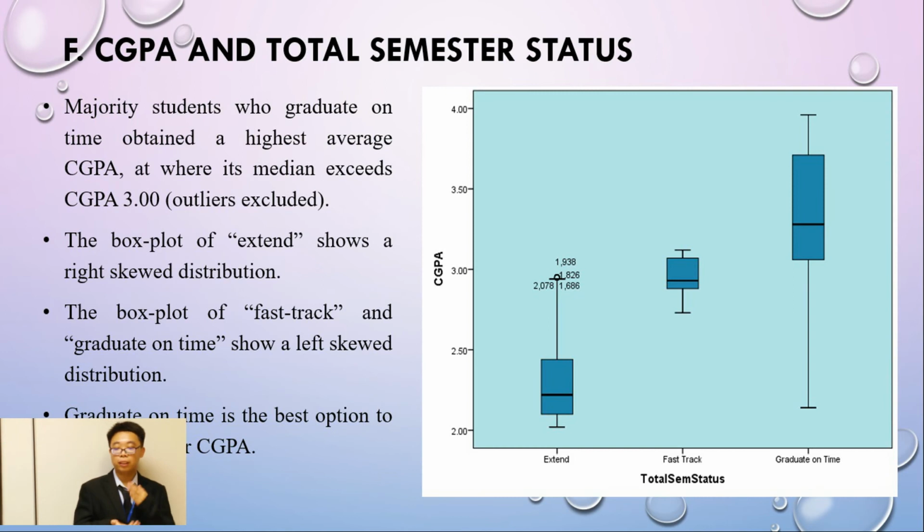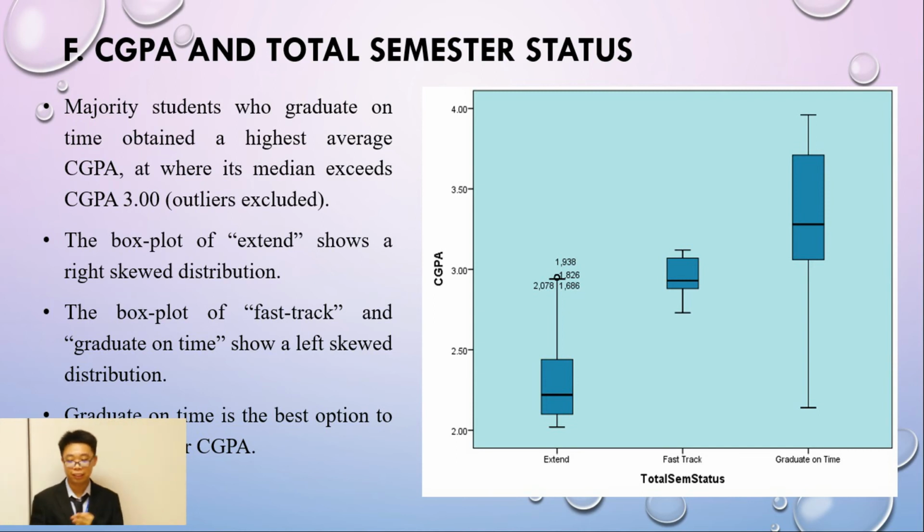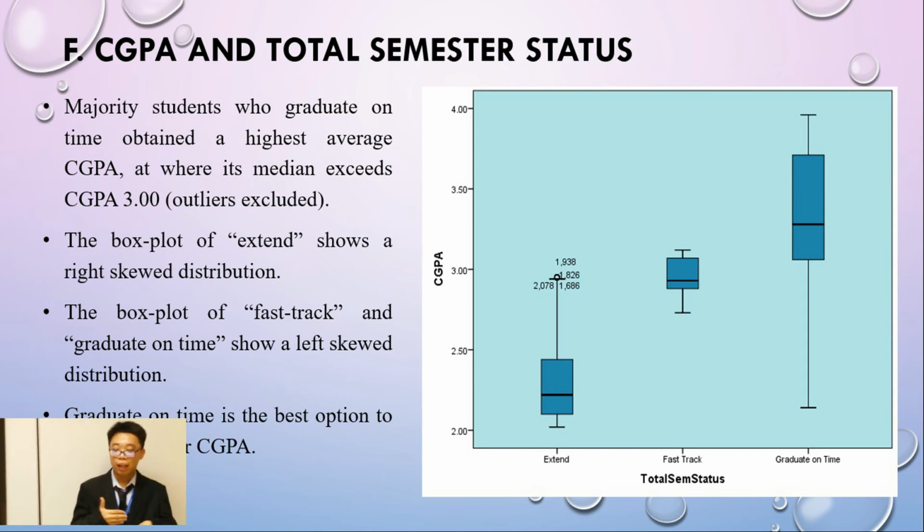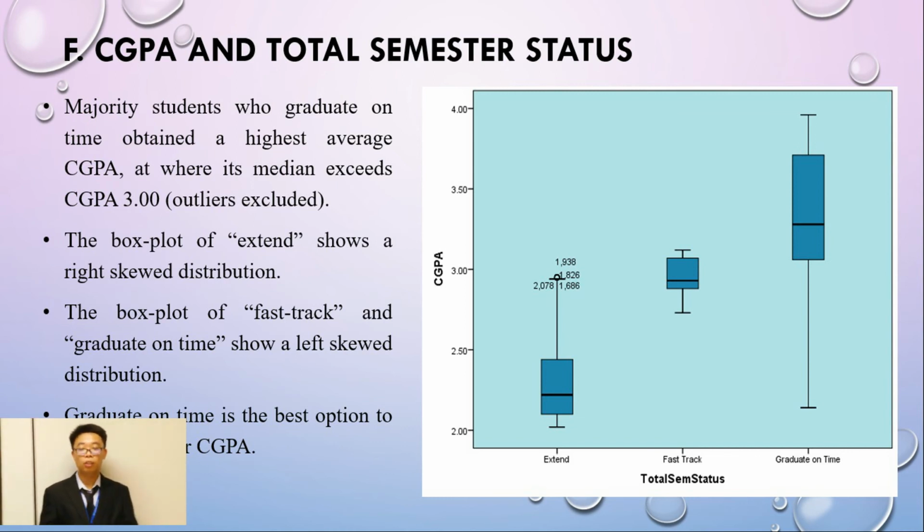So next, we shall look at the CGPA and total semester status. As we can see, there are 3 types of total semester status, which are extend, fast track or graduate on time. For the students who extend their semester, there are some outliers inside the box plot. However, we decide to exclude those outliers. So from here we can see the majority of the students who graduate on time obtain the highest average CGPA compared to those who graduate with extended semester or those who are in the fast track program. So here the median CGPA is 3.00 when we exclude the outliers.